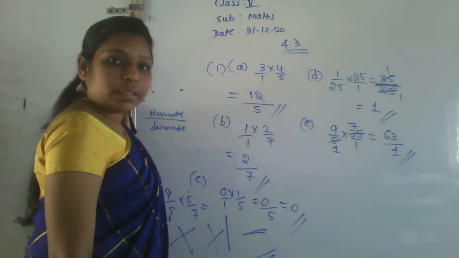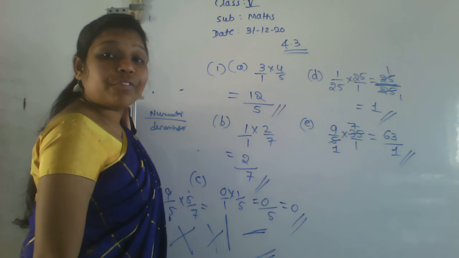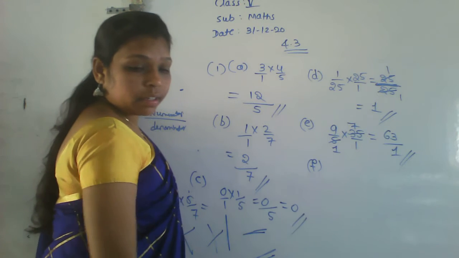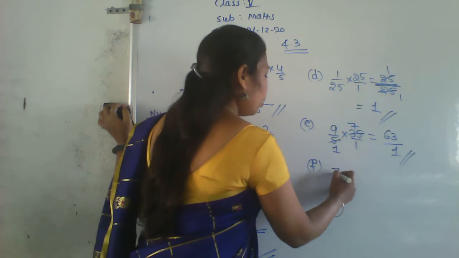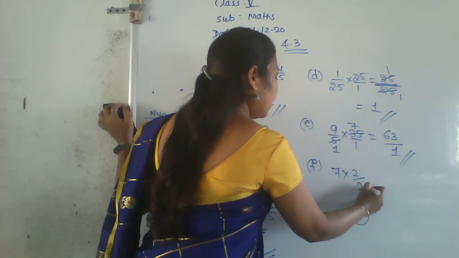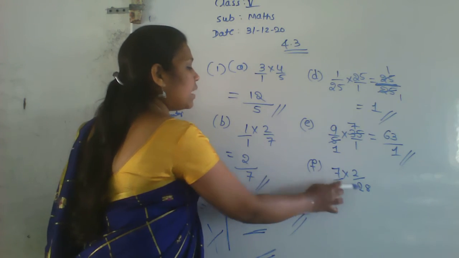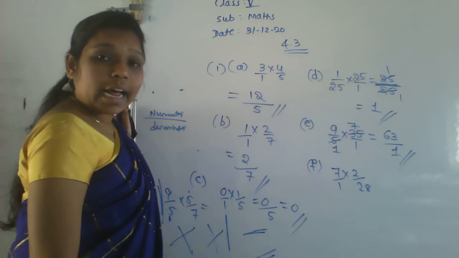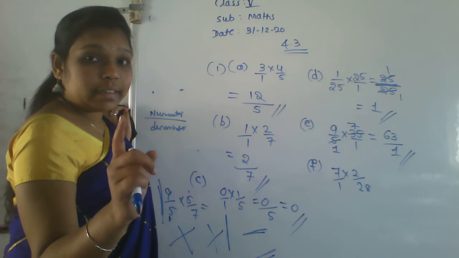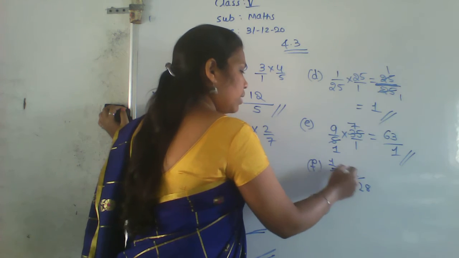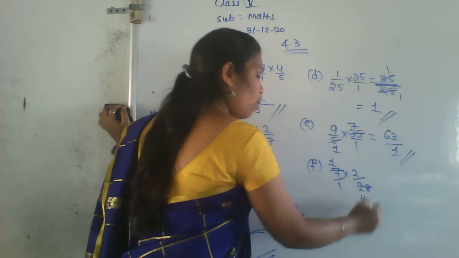Like this we have to do the multiplication of a fraction. Okay. Let's go for the next problem. 7 into 2 by 28 and here 1. Here also observe 7 and 28. Both are in the same table, that is the 7 table. Then cancel here. 7 ones are 7, 7 fours are 28.